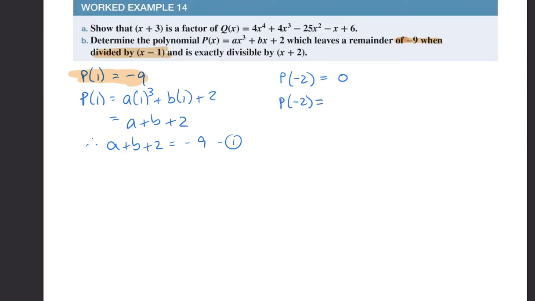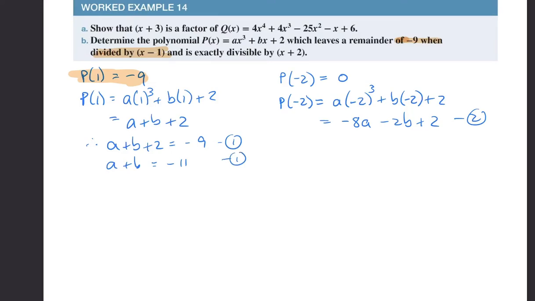p(negative 2) is a times negative 2 cubed plus b times negative 2 plus 2. Negative 2 cubed is negative 8, so it's negative 8a. Plus b times negative 2 is negative 2b, plus 2. And that's my second equation. I can rewrite this. So number 1, I'm going to rewrite this as a plus b, subtract 2 on both sides, so equals negative 11. Let's make that 1.